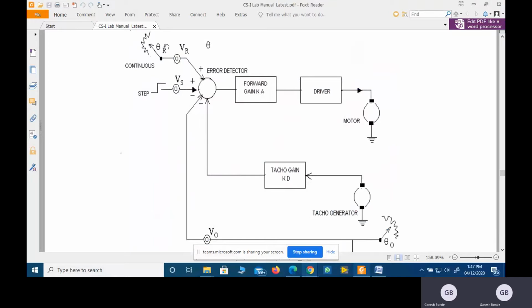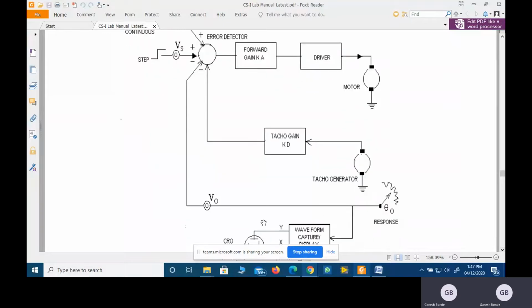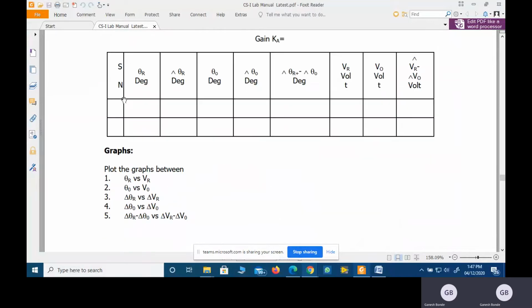So we are going to measure theta r, we are going to measure theta 0, and corresponding to theta r and theta 0 we will be measuring the electrical voltage. So this angular displacement can be converted into electrical voltage. So we are going to measure VR and the V0 value with the help of probes. Okay, so you just go through the observation table.